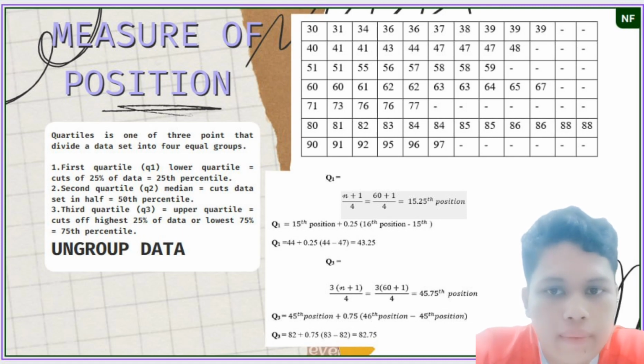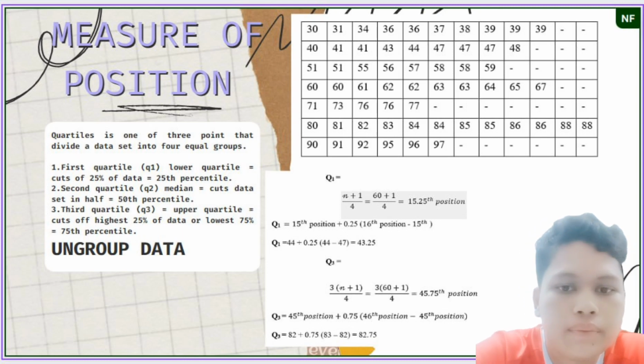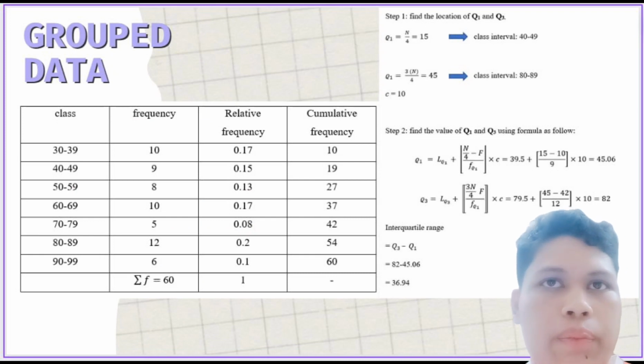Step 1, you locate Q1 and Q3 by arranging the data in ascending order. Step 2, we find the values of Q1 and Q3 using the formula as you can see on the slide. Step 3, we need the interquartile range. Q3 minus Q1, so it means 82 minus 45.06, and the answer is 36.194.